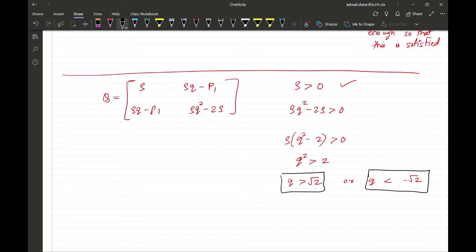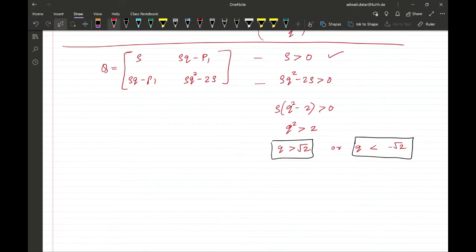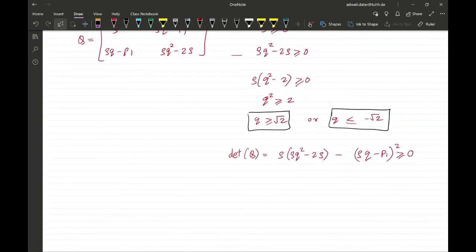Here we have some more conditions on Q. Note that we here want only non-strict inequalities for Q, which gives us these two additional conditions. Now the third condition that we want is that the determinant of Q, which is nothing but rho times rho Q squared minus 2 rho minus rho Q minus P1 bracket squared, be greater than or equal to 0, non-negative. This is nothing but rho squared times Q squared minus 2 minus rho Q minus P1 squared to be greater than or equal to 0.